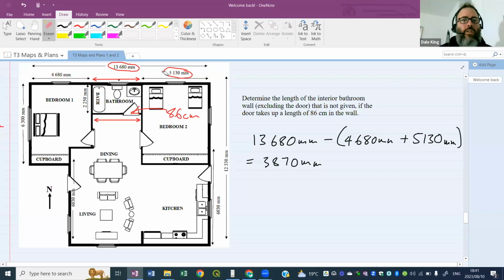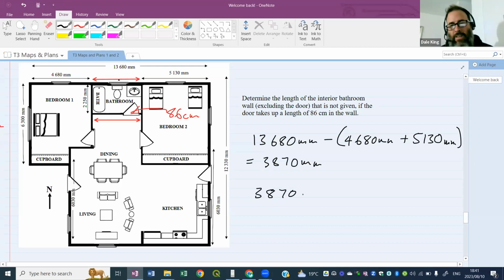Yes, and the people in chat are also confirming for me. Yes, sir. All right, okay. 3,870. You're going to subtract now. What do we subtract by? 86 centimeters, which is the length of the door. Okay, so we need to subtract.